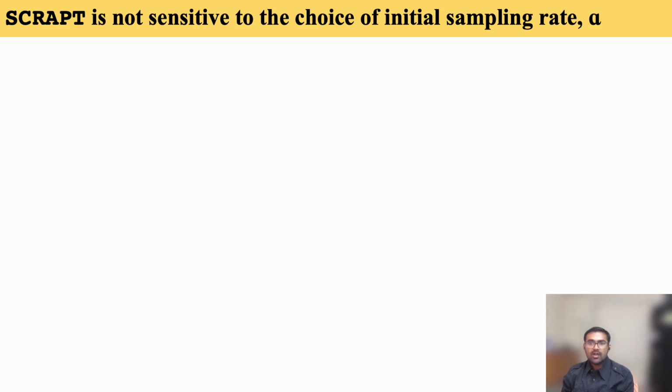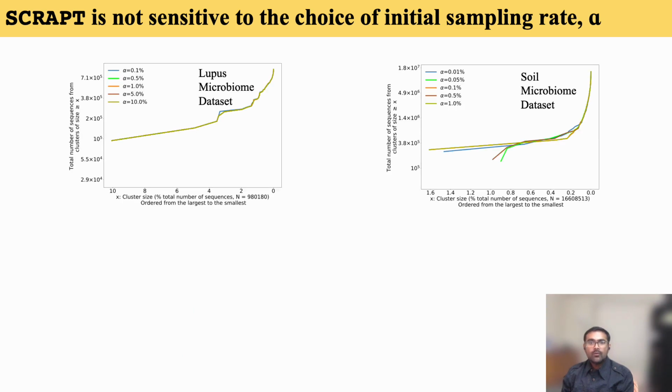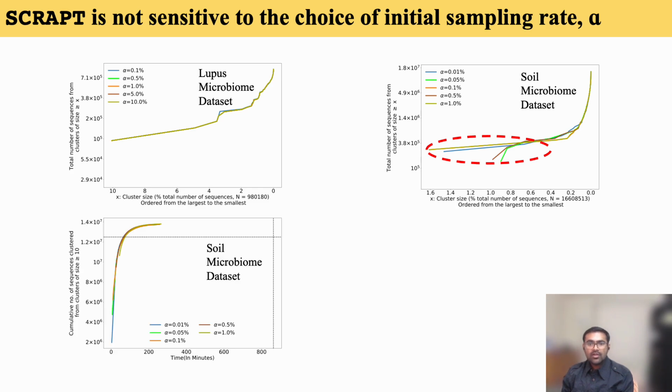We computed the extent of fragmentation for the lupus and soil microbiome datasets for different values of initial sampling rate alpha. We see from the curves in the top panel that the trends of fragmentation are alike for the lupus microbiome dataset for all values of alpha. As seen from the curves for the soil microbiome dataset, the size of the largest clusters seems to vary for different initial sampling rates. We attribute this variation to the relative noise content in the dataset. However, we show in the next slide that this still outperforms all the other clustering methods.